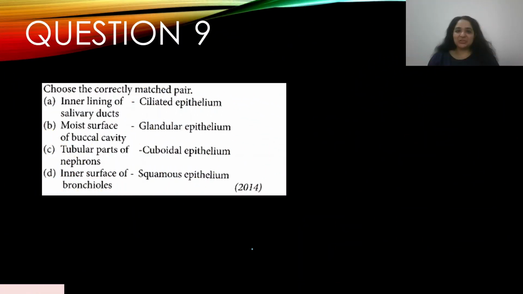Question number 9. Choose the correctly matched pair. This appeared in the year 2014. A. Inner lining of salivary duct, ciliated epithelium. B. Moist surface of buccal cavity, glandular epithelium. C. Tubular parts of nephron, cuboidal epithelium. D. Inner surface of bronchiole, squamous epithelium. To find the correctly matched pair, that should be C. Tubular parts of nephron contain cuboidal epithelium. So the answer is C.